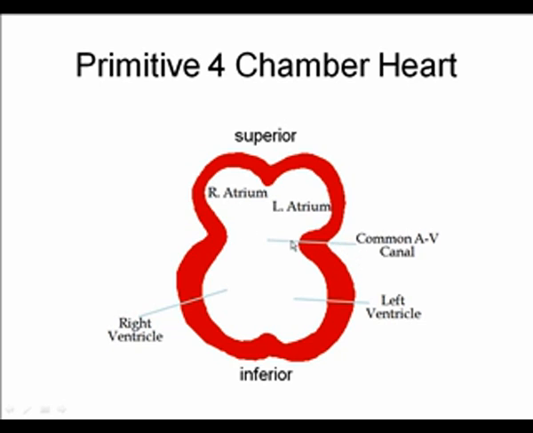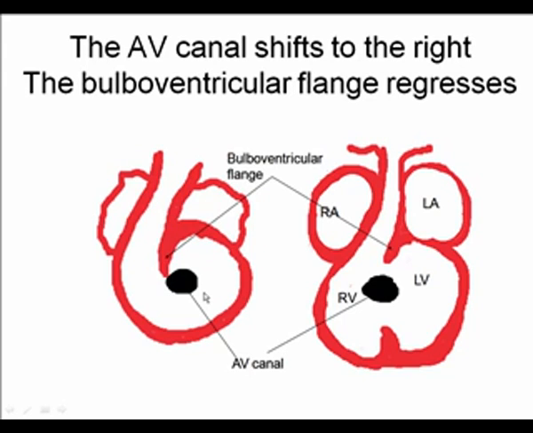The atrioventricular loop is here. And so basically that AV canal has started migrating to the left. Excuse me, to the right. Here we see the two atria. And this slide shows that the AV canal is going to shift to the right, and as it does so, this bulboventricular flange is going to regress. This allows the right atrium to have blood flowing through the AV canal into the right ventricle, and the left atrium having blood flow through the AV canal into the left ventricle.